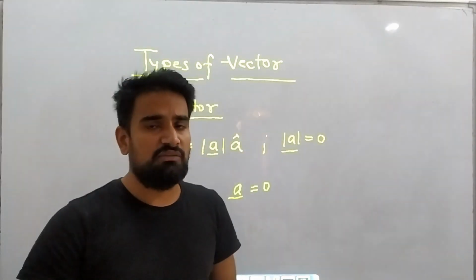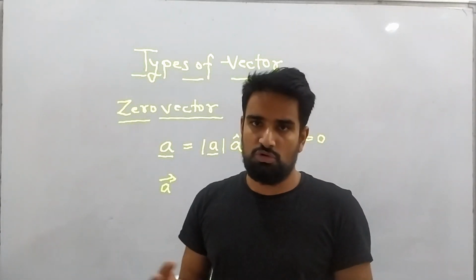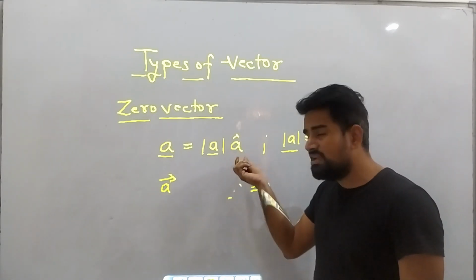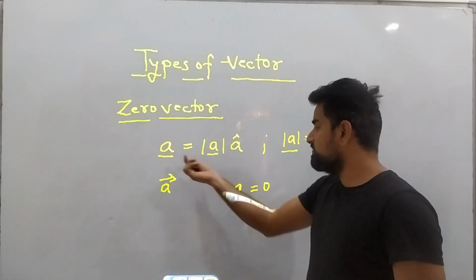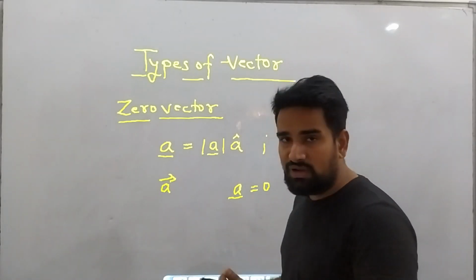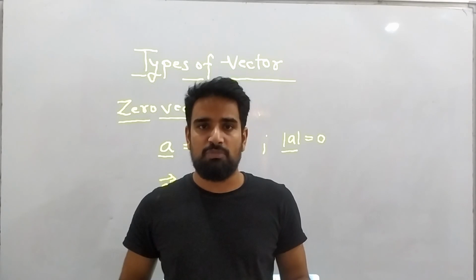Basically, you know that zero multiplied with any other number or any other quantity is always equal to zero. That means this vector is also equal to zero, and this is called a zero magnitude and a zero vector as well. Now let's find out the other type of vector.